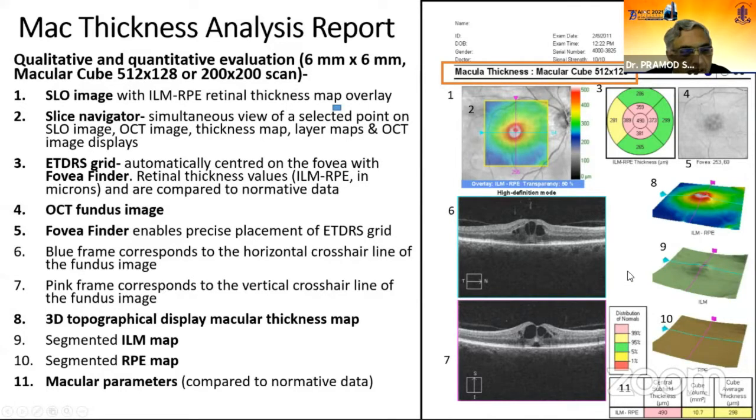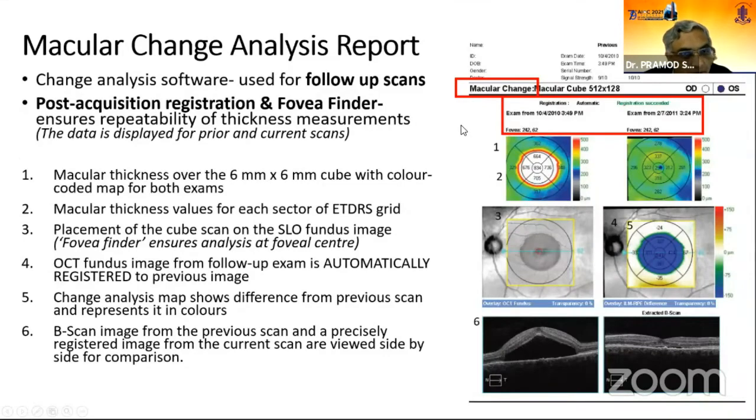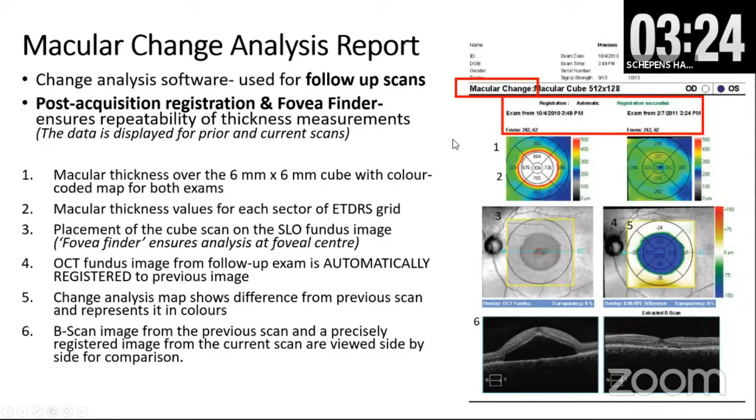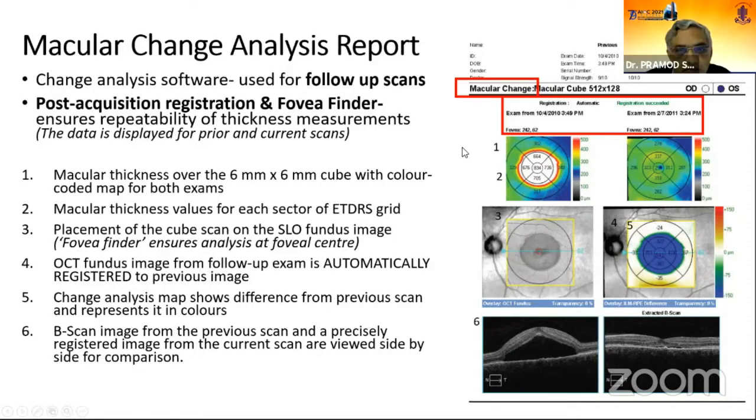Along with that, we have a 3D topographic display of the macular thickness map, and you get a segmentation of ILM and RPE for detailed evaluation, and also macular parameters, which are generally compared with normative data. Macular change analysis is another one we do, which is very useful for follow-up scans and gives a post-acquisition registration, and the fovea finder software ensures repeatability of thickness measures, which can exactly overlap here. As you see, it shows registration succeeded, which indicates that they are exactly matching over each other.